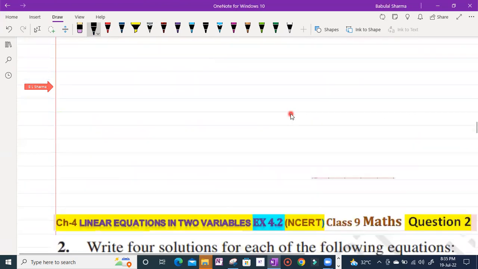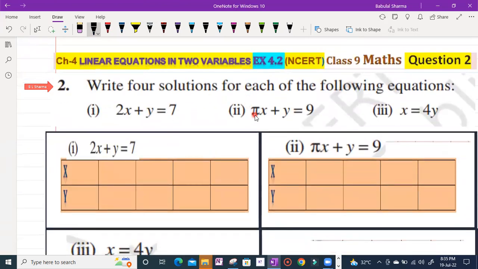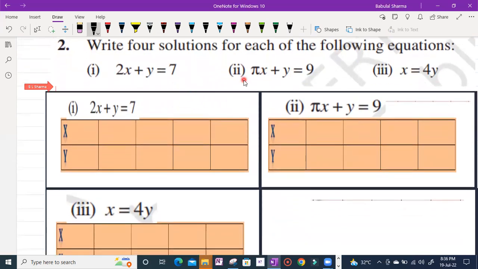Now next question number 2 is write 4 solutions for each of the following equation. क्योंकि हमें पता है this is a linear equation in two variable, 2x plus y is equal to 7. Second part is also linear equation in two variable, and third is also linear equation in two variable, क्योंकि यहाँ पे 2 variables है, and we know that a linear equation in two variable has infinitely many solution. Linear equation in two variable के endless solution होते हैं, लेकिन हमें यहाँ पे 5 solution find out करने हैं.